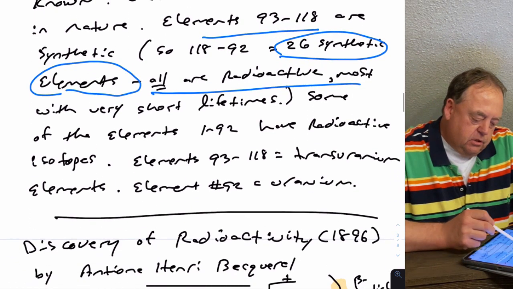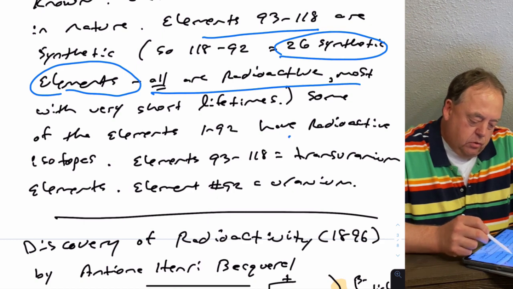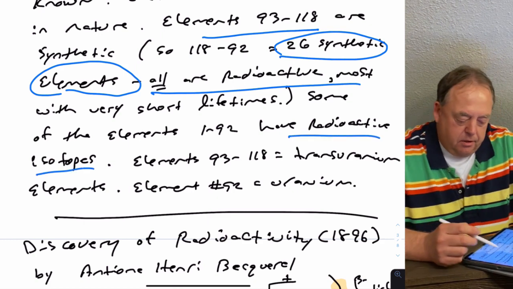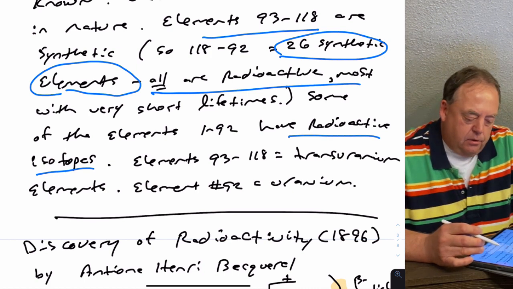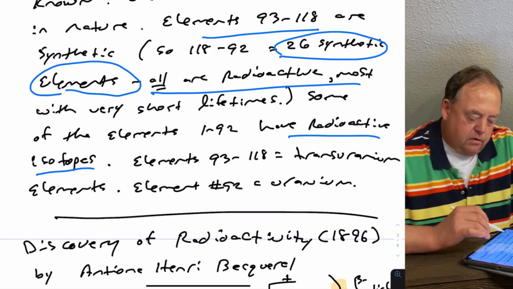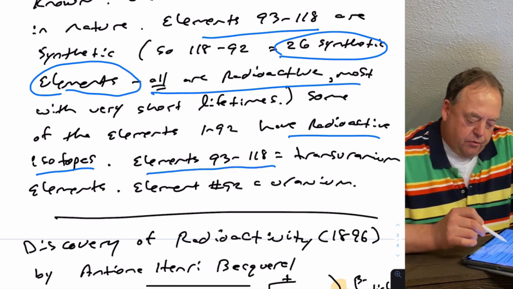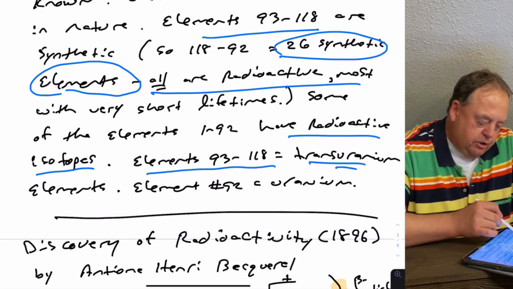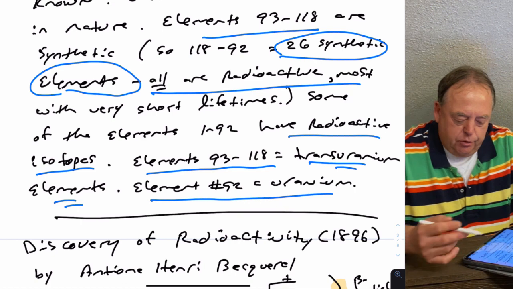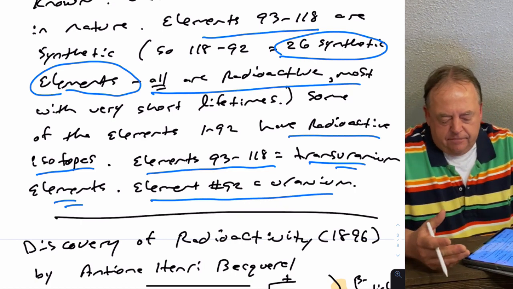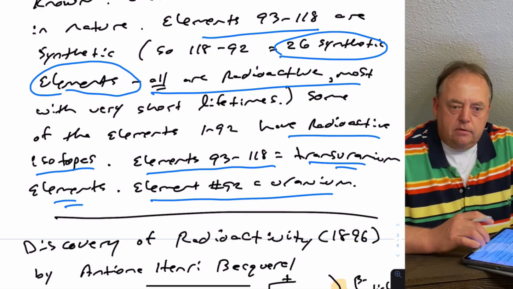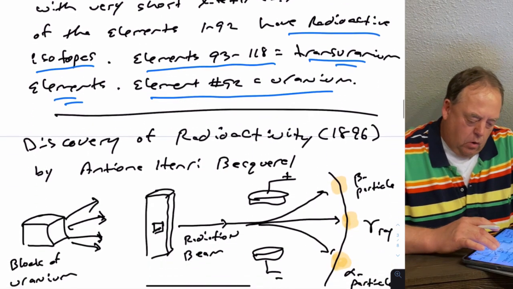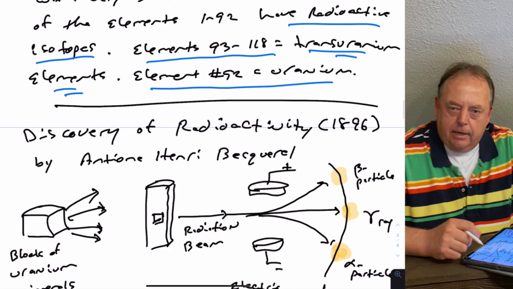Some of the elements 1 through 92 have radioactive isotopes. So not all of them are stable, although most of them have at least one stable isotope, but not all of them do. Elements 93 through 118 are what's called the transuranium elements, right? Element number 92 is uranium, so all the elements after uranium are the transuranium elements. They're all synthetic and they're all radioactive, so they will all undergo the chemistry that we talk about in this chapter.